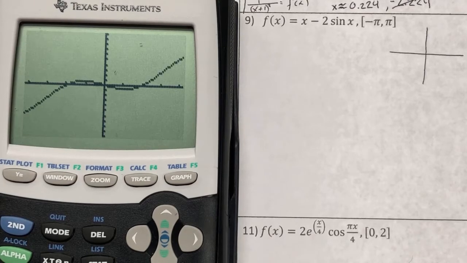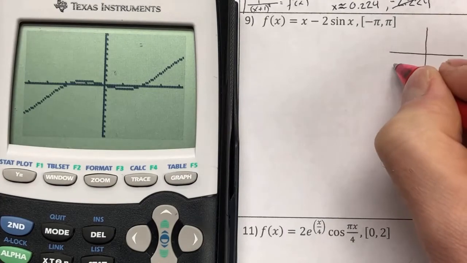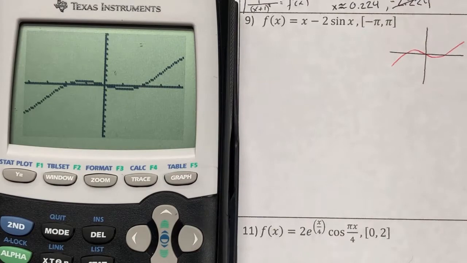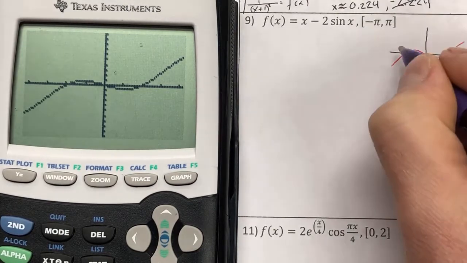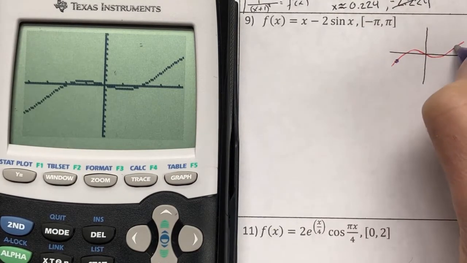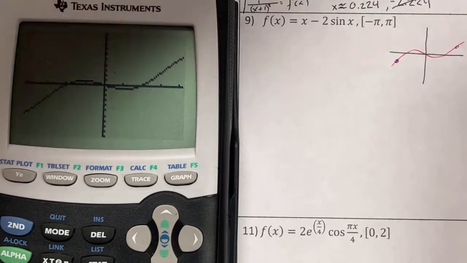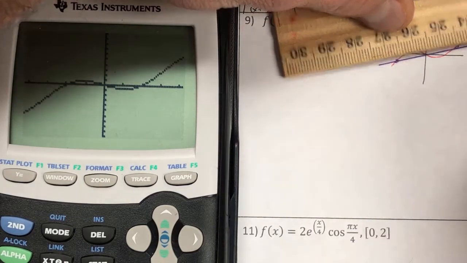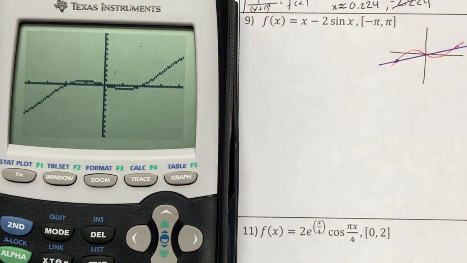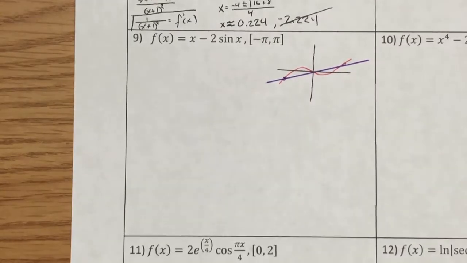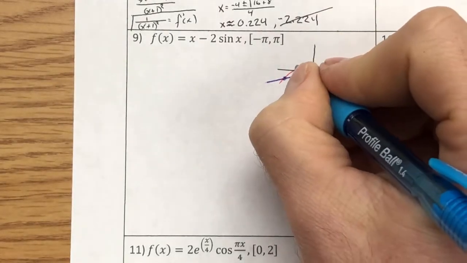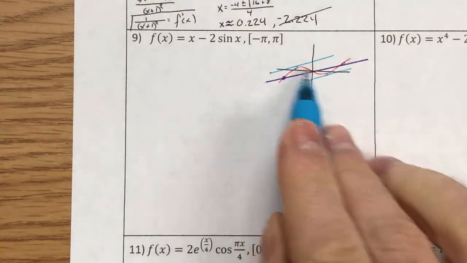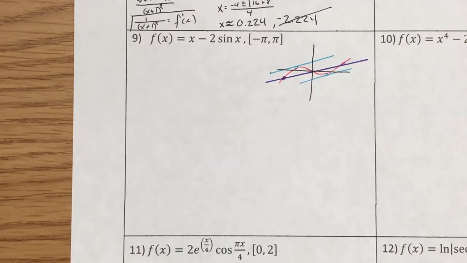Okay, and so that doesn't look too bad. I don't think we need to zoom in on this. I'm concerned with from negative pi, which is going to be down here, to pi, which is going to be over here. And so we can very clearly see on this graph that we're going to have not one, but two tangent slopes, one here and one here. They're going to be equivalent to my secant slope.